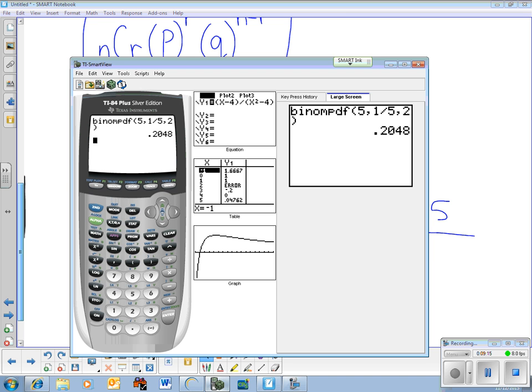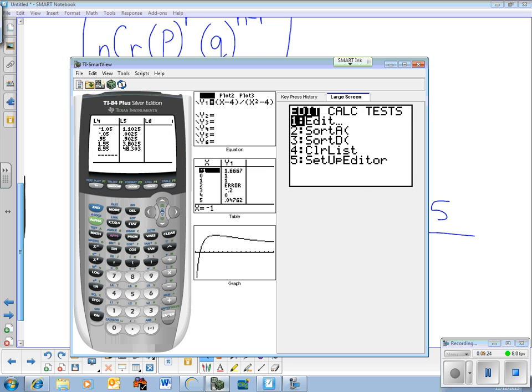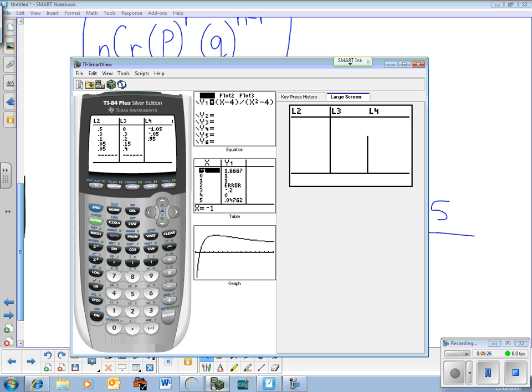If you were just going strictly by the formula, you could go in and get the nCr, and I can show you how to do that, but I'd rather you be familiar with binomial PDF. One more thing, in my stats, in my list, I'm going to go into list 1 and 2.